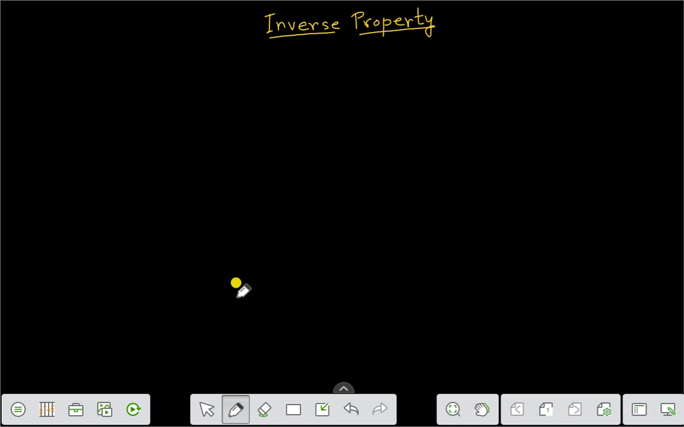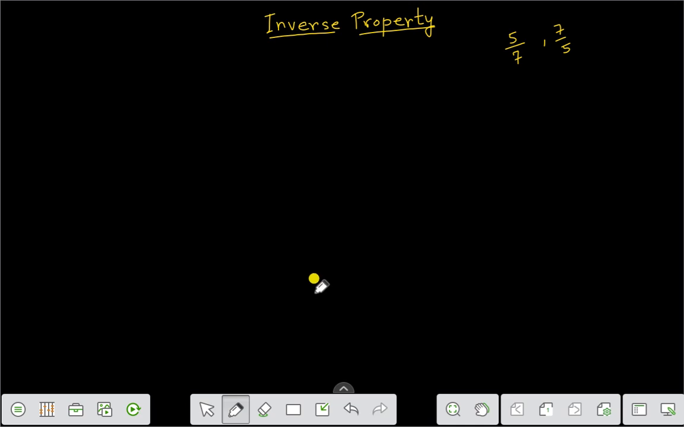Inverse property. What is that? Suppose we take a rational number 5 by 7. Or we can say that the additive inverse of 5 by 7 is 7 by 5. This is the additive inverse, right?